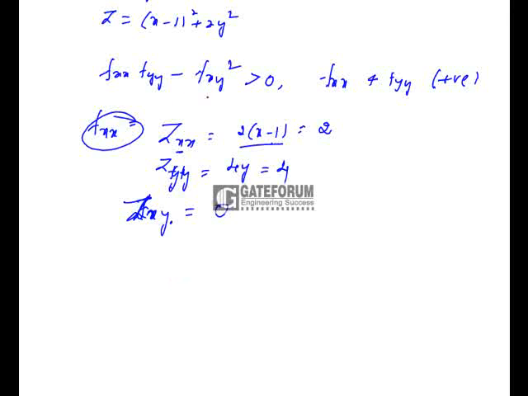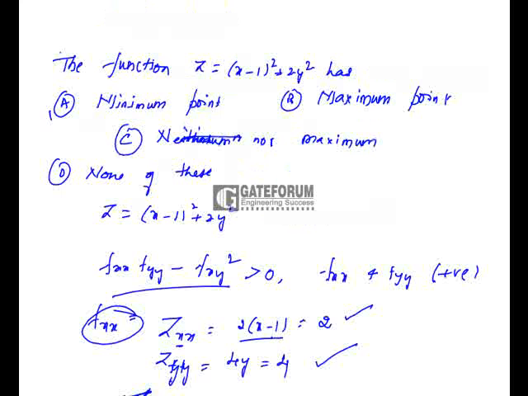Now let us substitute here zxx into zyy, 2 into 4 minus 0, which is always greater than 0, and also zxx and zyy are positive. So this function will attain a minimum value.